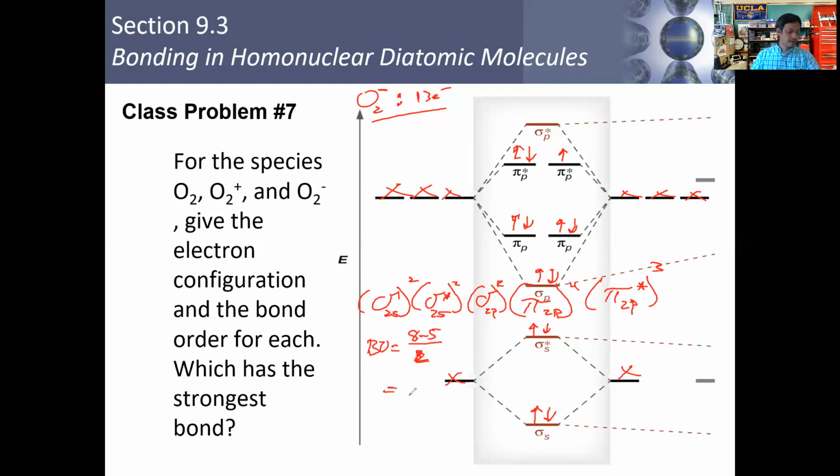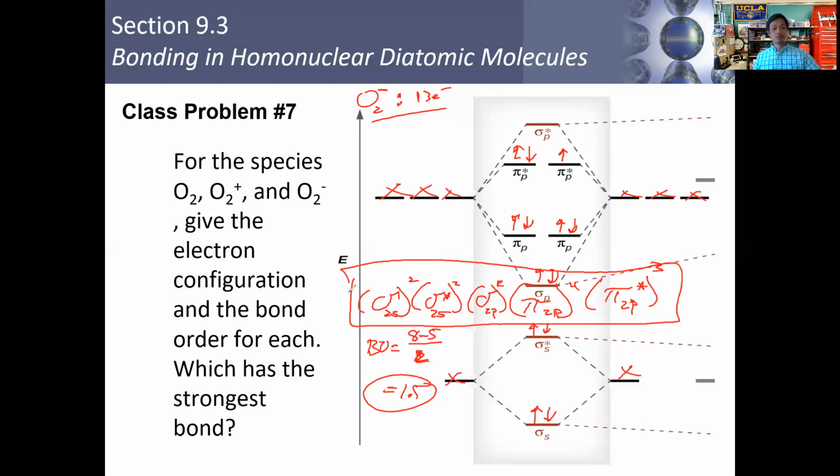Okay, so the bond order here then ends up being 3/2, which is 1.5. Okay, so that's our bond order. This is the electron configuration for O2 minus, O2 with the negative. So which one has the strongest bond? Right now it looks like the strongest bond is going to be O2 plus. That would be the strongest bond because it has the largest bond order. Okay. All right.